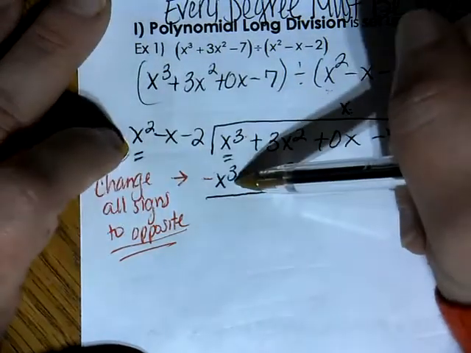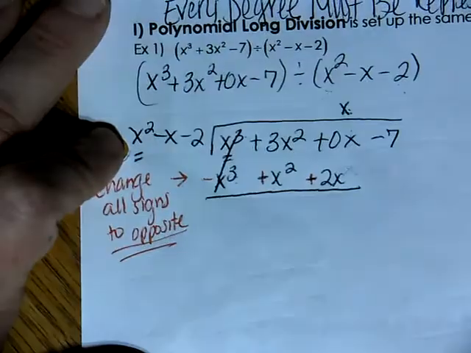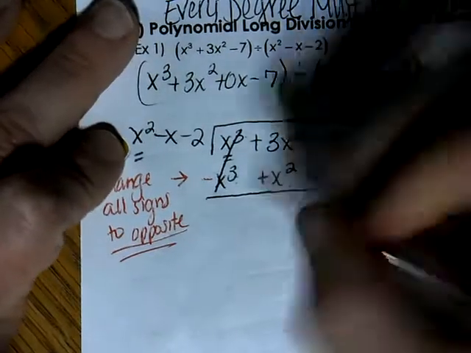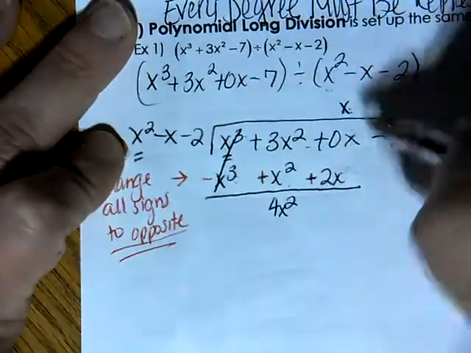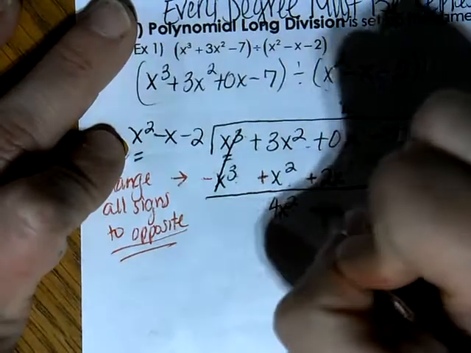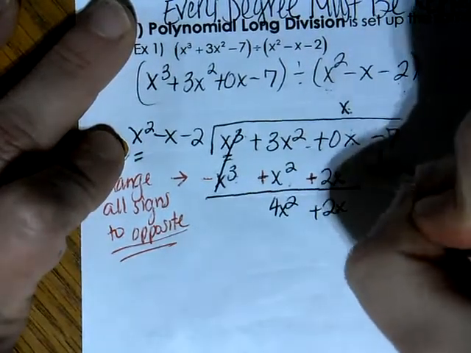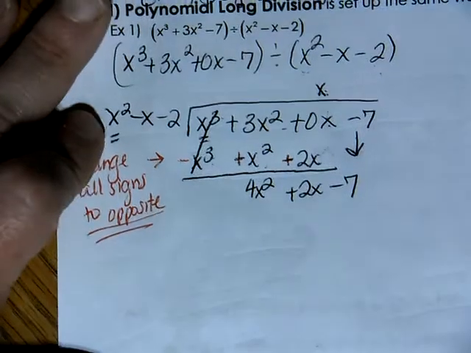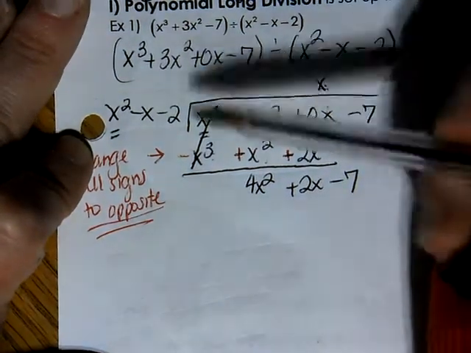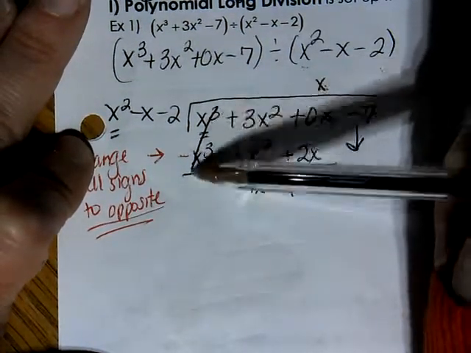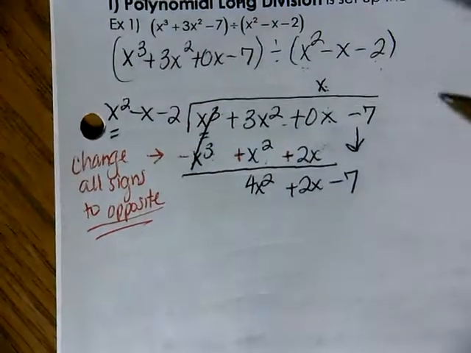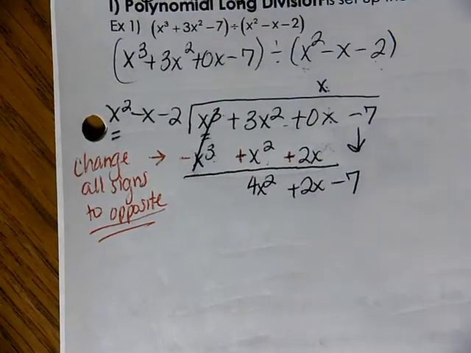So x cubed minus x cubed cancel away. 3x squared plus x squared is 4x squared. 0x plus 2x is plus 2x. And now I'm going to bring down the minus 7 and repeat the process. You always want the first terms to cancel away. That's how you know you did it correctly. And I'm going to repeat.